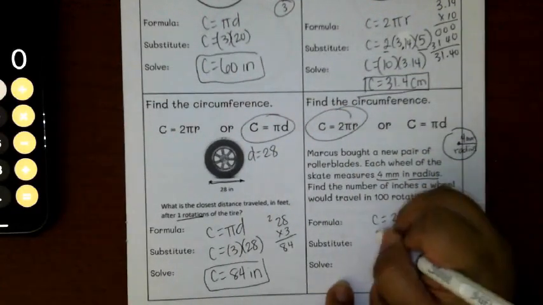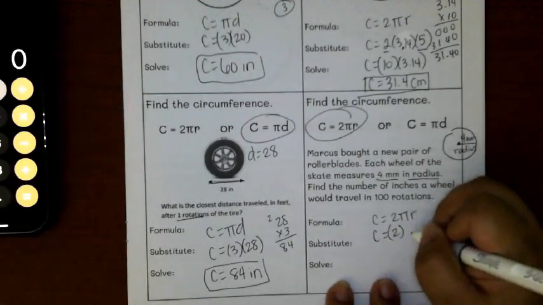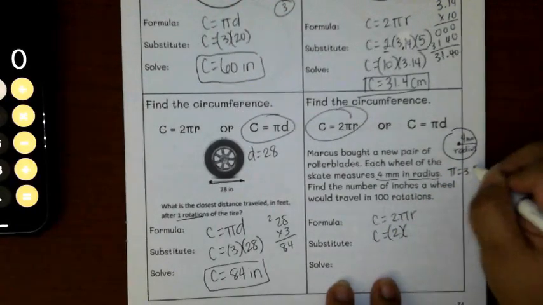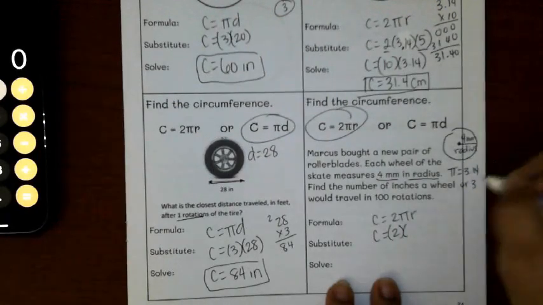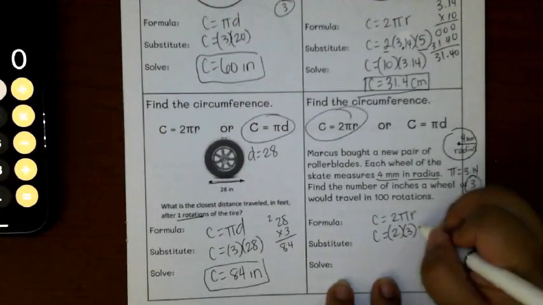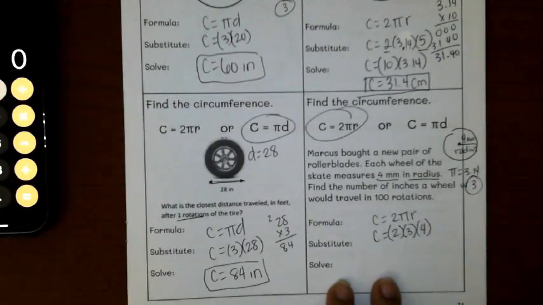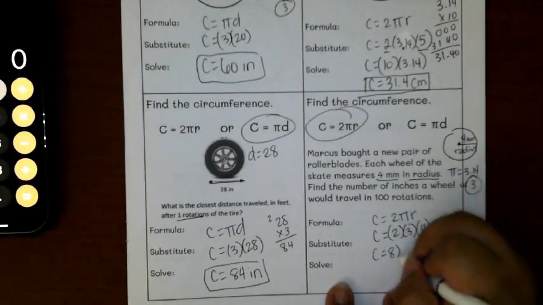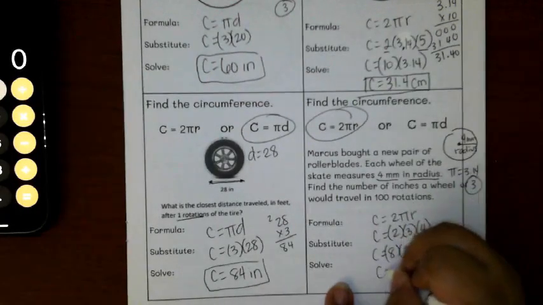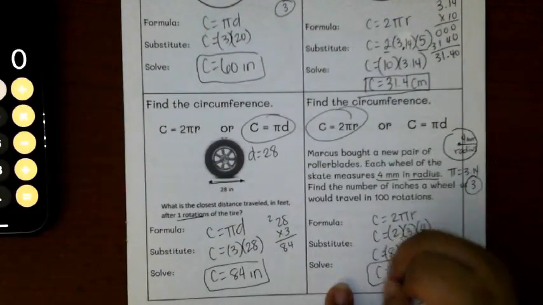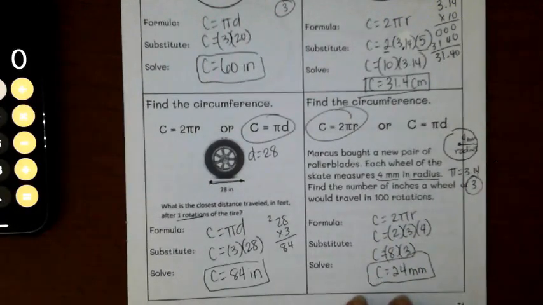So C equals 2 times pi. Remember, pi is 3.14 or 3. Okay, I'm going to use 3. Times radius, which is 4. 2 times 4 is going to be 8. And then I'll have 8 times 3, which is 24 millimeters. Okay. And that's it. That's part of the answer.